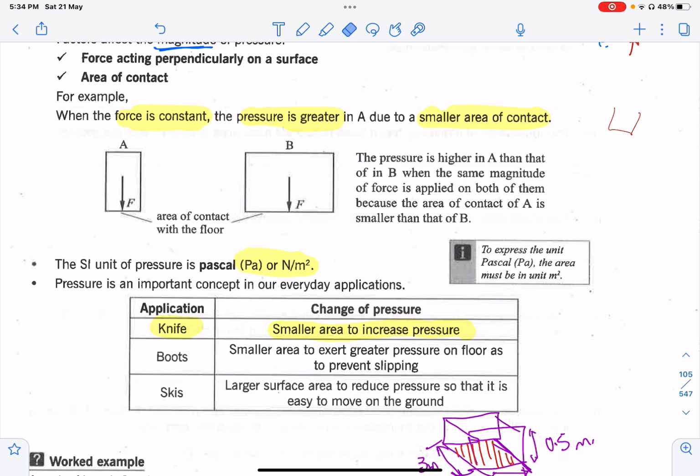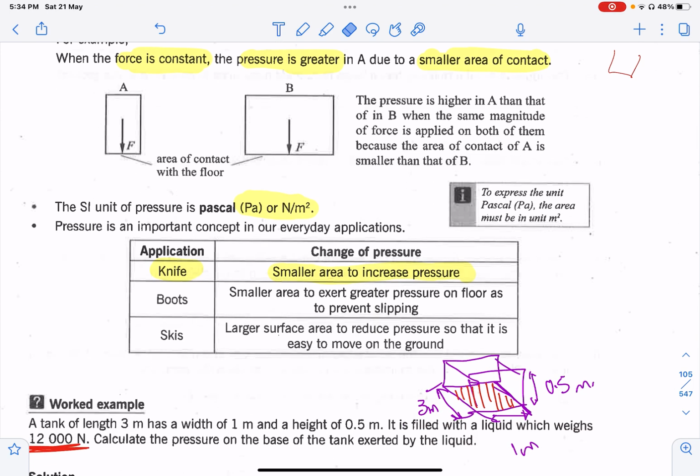Another SI unit for pressure is the Pascal, which is the same as Newton per meter square. In our daily lives, we see pressure acting quite frequently, for example in knives, boots, or even skis. Generally, a chopping knife is very thin, and this thinness gives it a smaller surface area of contact when you want to chop something. This leads to an increase in pressure so that it's easier for you to cut.